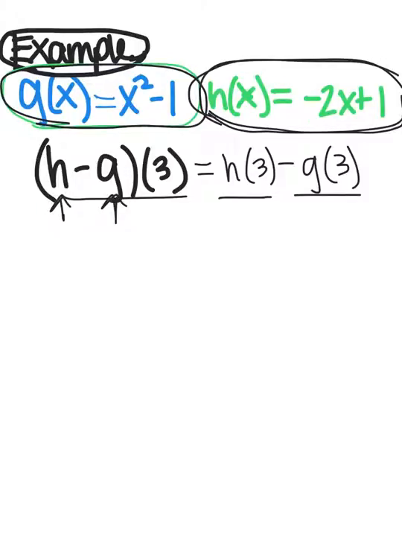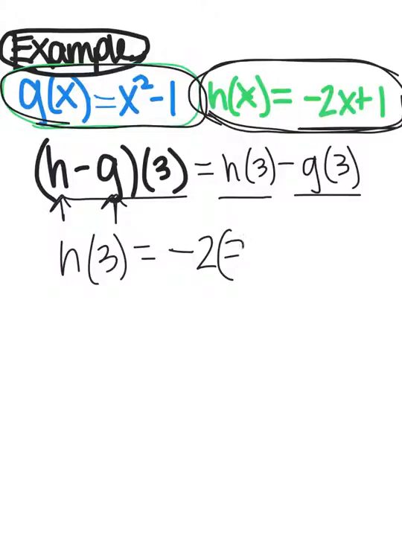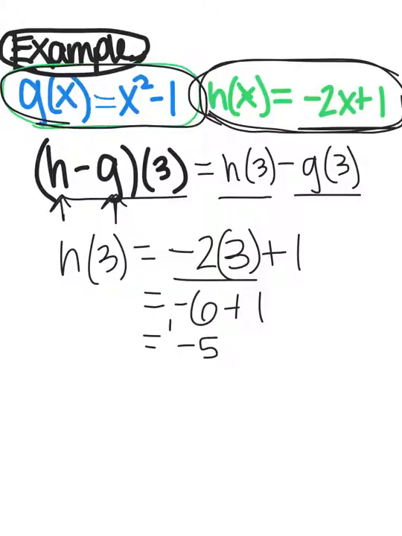So I'm going to find h of 3 first. So h of 3, I'm going to write function h, so negative 2, and instead of writing x, I'm going to write 3, plus 1. Negative 2 times 3 is negative 6, plus 1 is negative 5. So that's my output for h of 3, so I want to remember that. That's the output that I got here.